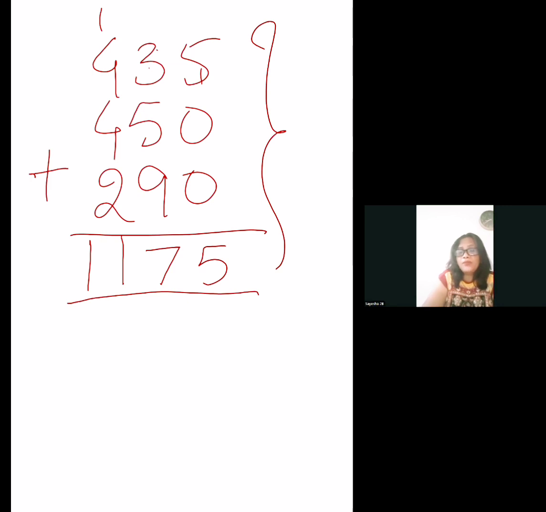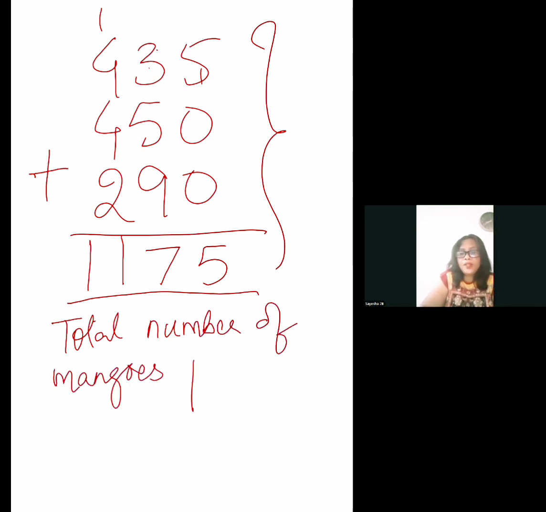Now, after doing this calculation, you have to give the final statement. What is a final statement? Total number of mangoes plugged is, total number of mangoes plugged are, you can write are 1175.